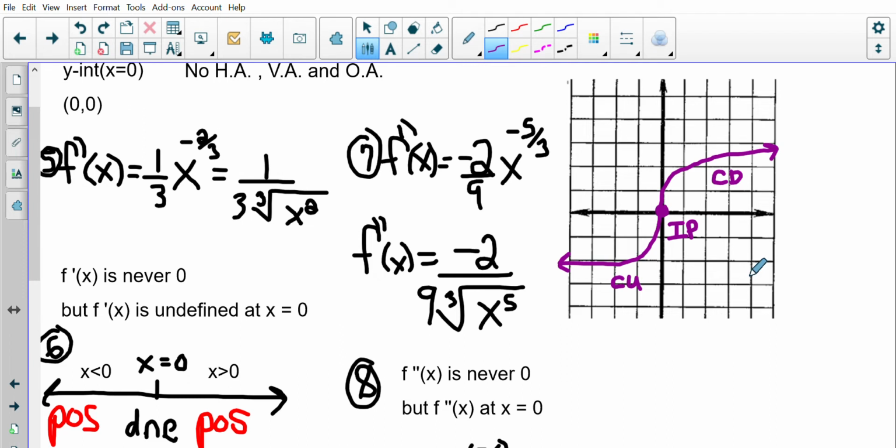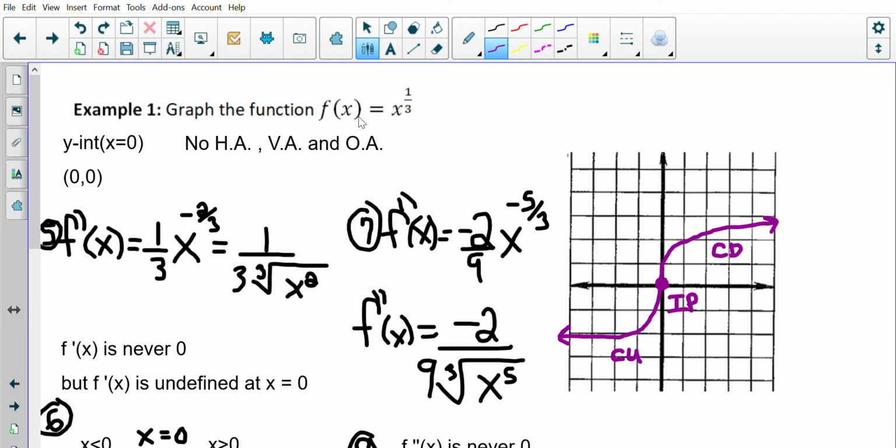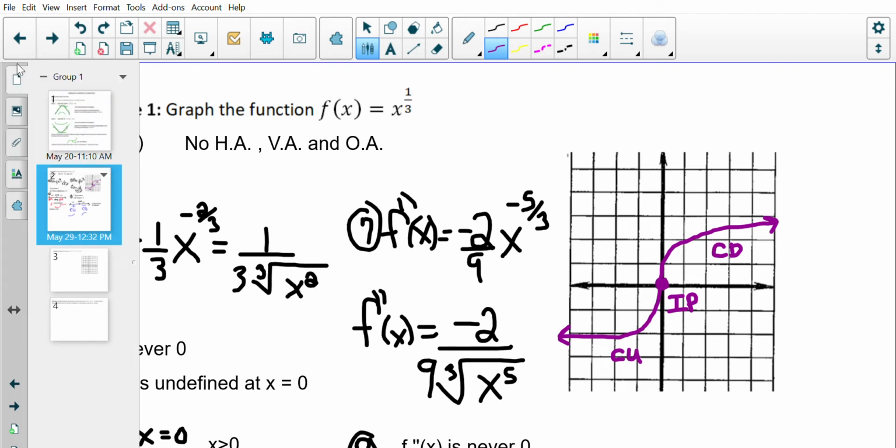This is an IP, an inflection point. And there we go. So not only did we find out where this graph was increasing and decreasing, we found out that there was no max or mins. We found out the inflection point. We actually found out the shape of the graph. All right, lots going on there. Again, we're going to do lots of graphing in the next week. All right, so on to the next one here.